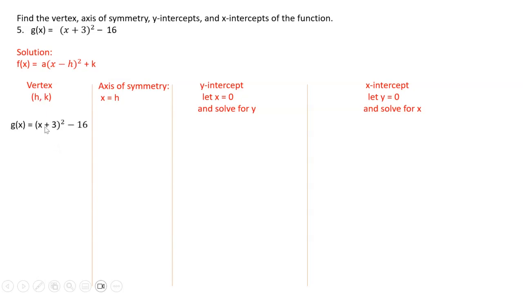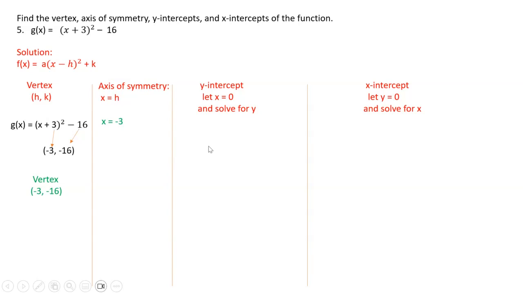Let's find the vertex first. The x part will be negative 3, because the formula is x minus h, so it's x minus negative 3. That's why it's a plus here. Like I tell my students, it's always the opposite sign from here for the x part. And the y part will be the k, just the way it is. So my vertex will be negative 3, negative 16. Now my axis of symmetry will be x equals h, so x equals negative 3.